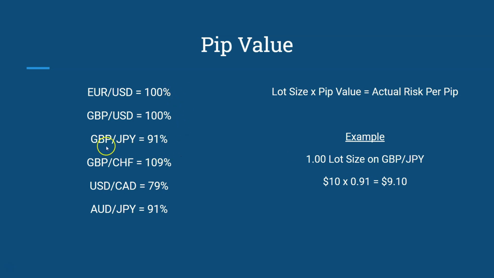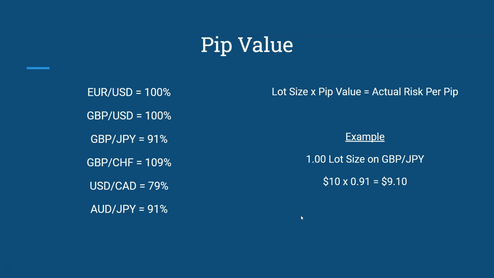However, something like GJ is 91% of the pip value. So now I'm making or losing just 91% of my risk. So that same $10 would actually be $9.10. So let's say the market goes 10 pips in my favor. Well, 10 pips at $9.10 would be $91 that I would make in profit, versus if I had that same 10 pips in Euro USD, then that would be $100.